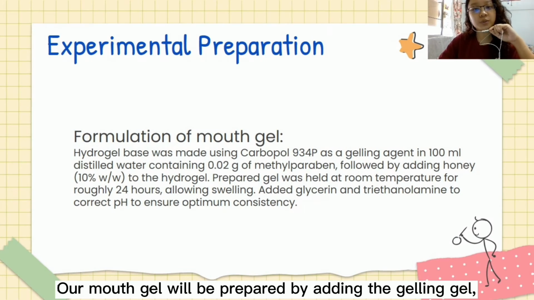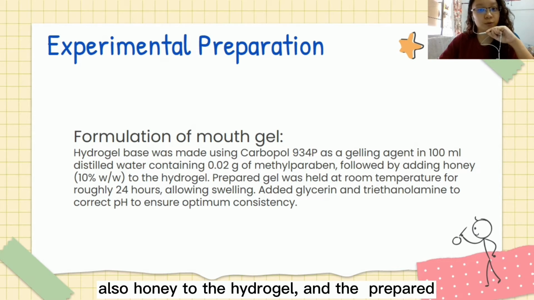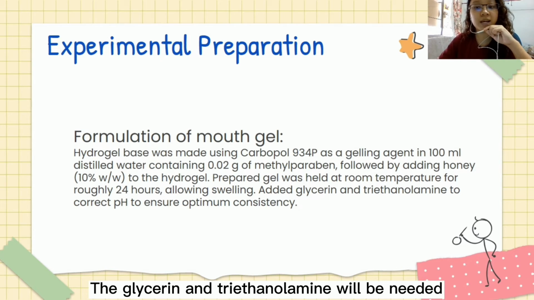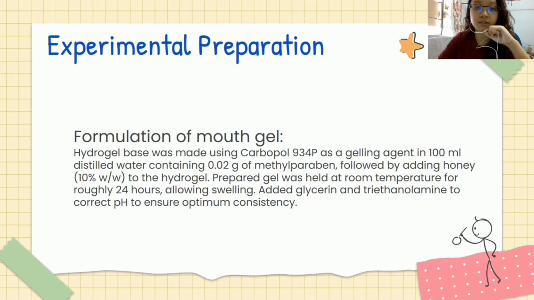Our mouth gel was prepared by adding the gelling agent, distilled water, methylparaben, and honey to the hydrogel, and the prepared gel was held at room temperature for 1 day to swell. The glycerin and triethanolamine were needed to correct the pH.